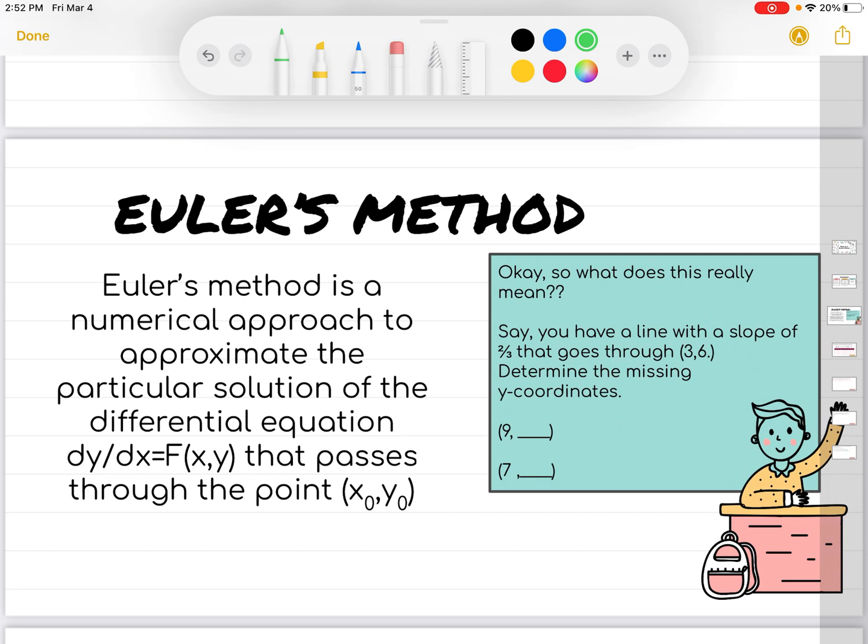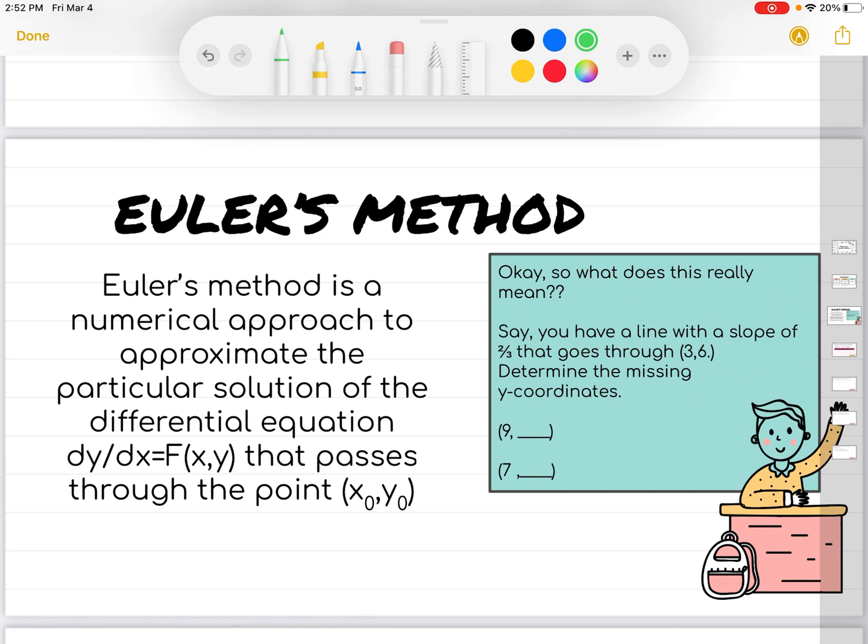So first I'm going to do an example of what this means and what this looks like with a really simple example of just a straight line. So let's say we have a line with a slope of 2/3 that goes through the point (3, 6).